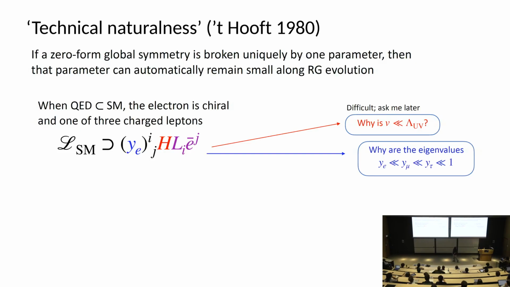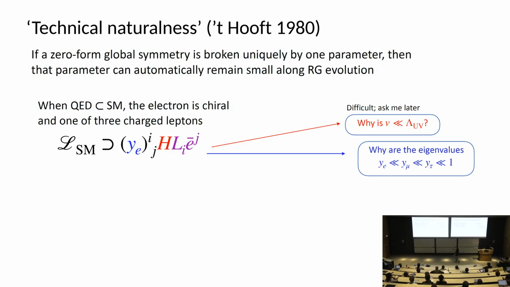Well, when we embed QED into the standard model, as I said before, we learn that the electron is chiral and one of three charged leptons that get their mass from the Yukawa coupling to the Higgs boson. And the question of its mass now factorizes into two different things. One is, why is the electroweak scale so far below some UV scale? This is very hard. It's called the electroweak hierarchy problem. You can ask me later.